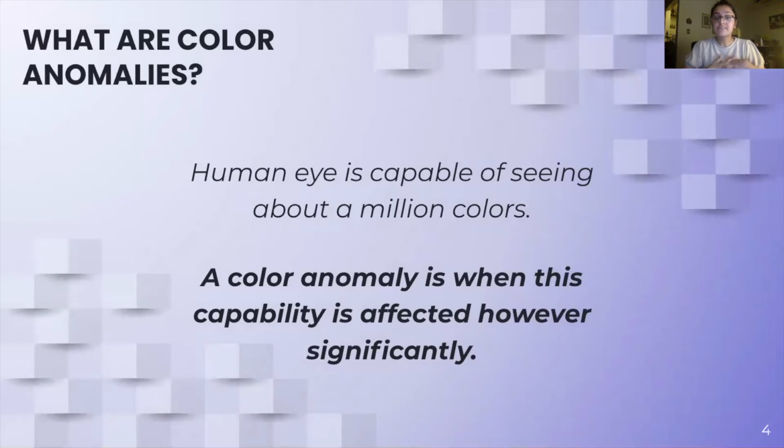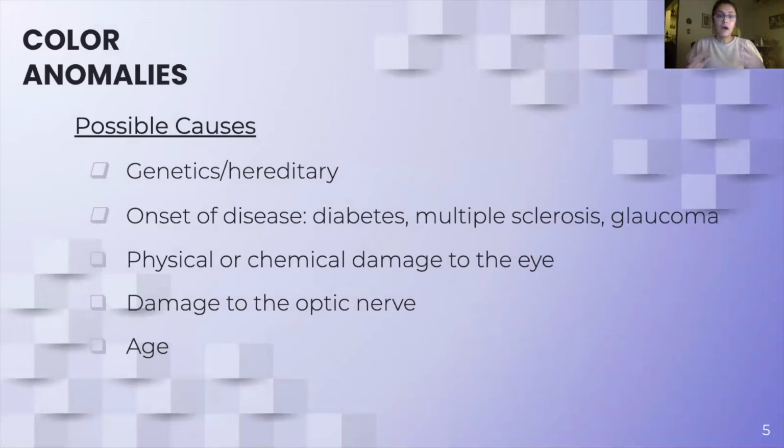The human eye is capable of seeing about 1,000,000 colors, and a color anomaly is when this capability is affected, however significantly. These deficiencies are often equated with the term colorblindness. Possible causes are genetics, that it's hereditary, which is the most common cause, the onset of disease like diabetes, multiple sclerosis, glaucoma, physical or chemical damage to the eye, damage to the optic nerve, and age.